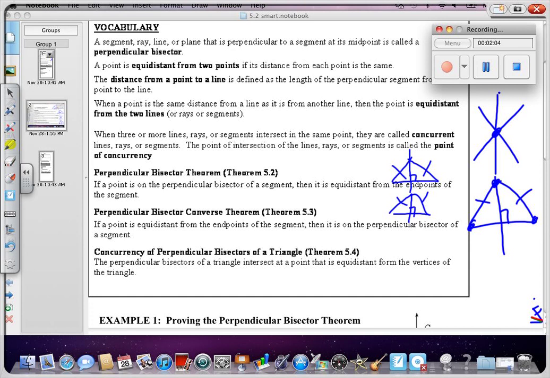The perpendicular bisectors of a triangle intersect at a point that is equidistant from the vertices. If we were to draw a triangle and make three perpendicular bisectors, it cuts here at 90 degrees, here at 90 degrees, and this side at 90 degrees. What it's saying is these three segments from the point of concurrency to the vertices are equal. If the perpendicular bisectors cut all three sides, the point in the middle is the same distance from all the vertices.